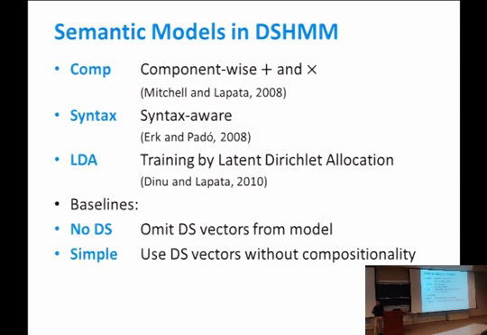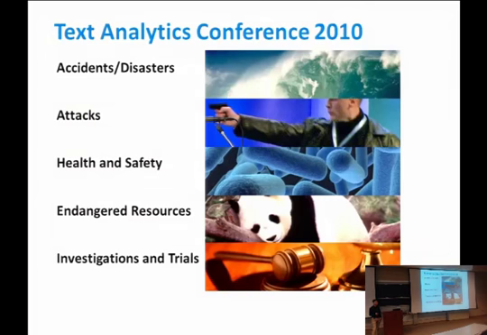And against these, we also compared two baseline settings. The first setting is this no DS setting, which is to investigate how well the actual architecture of DSHMM works. So this is where we take out all of the vector emissions. The second setting is to look at the effect of compositionality specifically by having DSHMM with the simple non-compositional distributional semantic method. And our evaluations are performed on the Text Analytics Conference 2010 dataset, which is a dataset generated by NIST. It includes a summarization task, and it has domain instances from these five different domains.